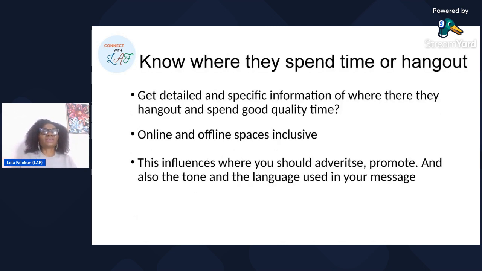So let's move. So the next one I have here under ways of defining your ideal buyers is know where they spend time or hang out. This doesn't necessarily mean where they're dancing and all of that. No, right? So it could be where you can get things across to them. So get details and specific information of where they are, where they hang out and spend good quality time. Is it online? Is it offline spaces? These days, a lot of people spend time online. The percentage is huge across the world. In Nigeria, it is huge. A lot of people, you're seeing them with their phones.